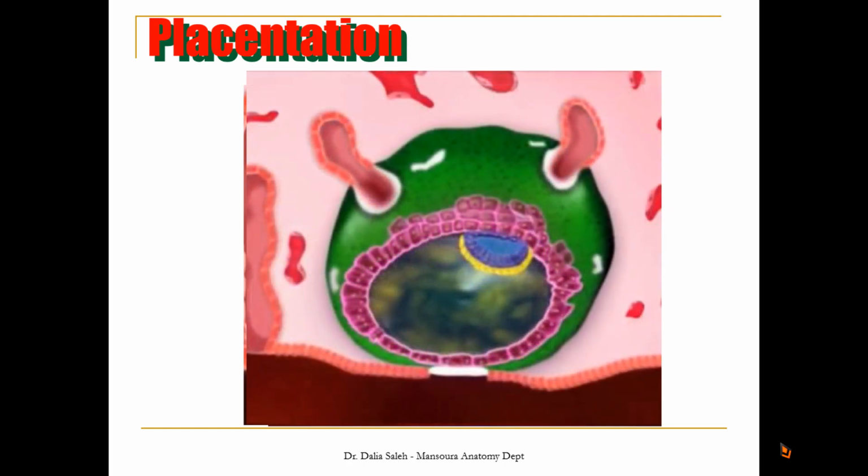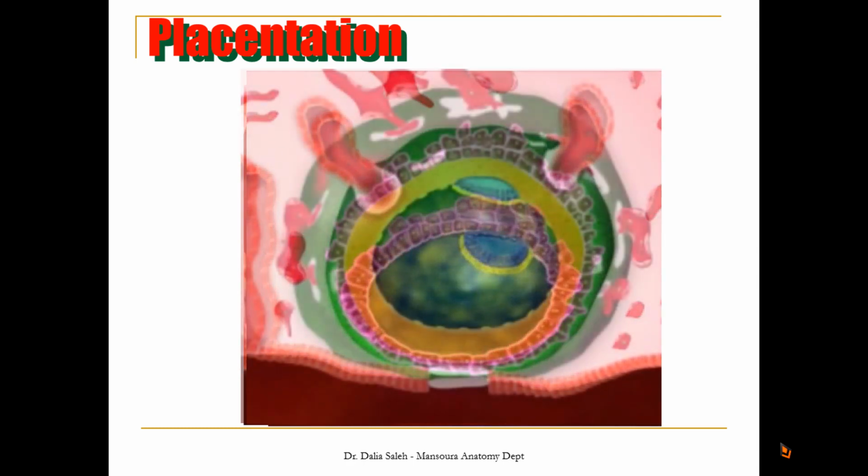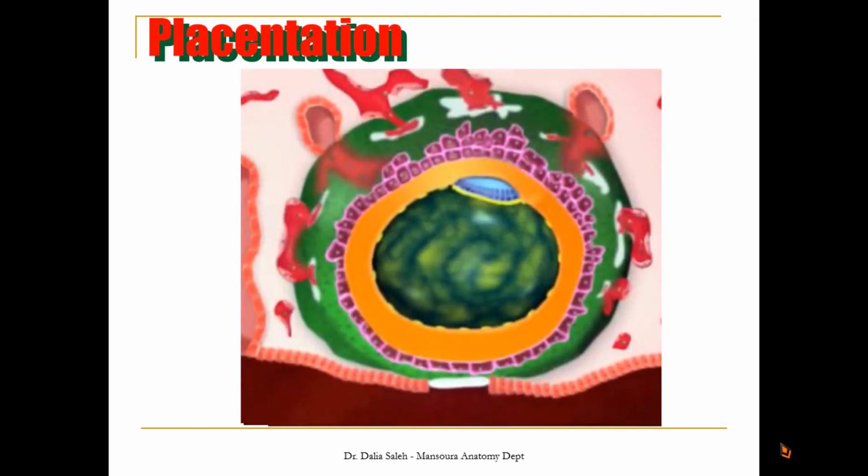Then lacunae, or cavities, will appear between the cells of the syncytial trophoblast. These lacunae will be filled with maternal blood from the eroded endometrial capillaries and also with secretions from the endometrial glands. And this will provide nutrition for the developing embryo at this early stage.